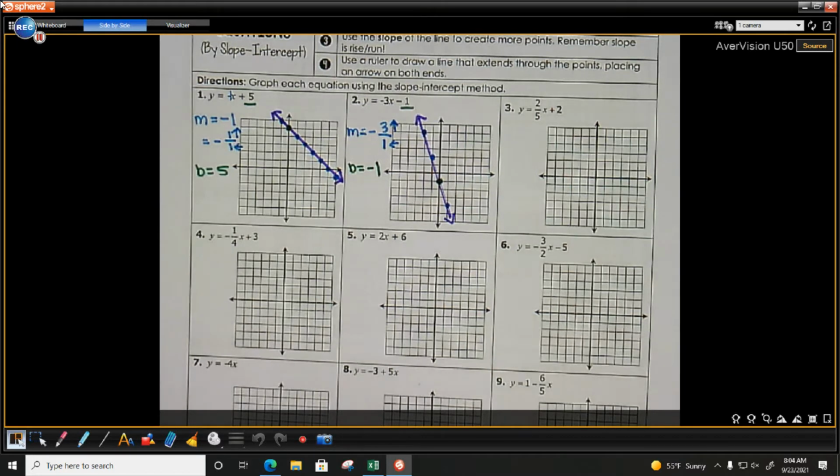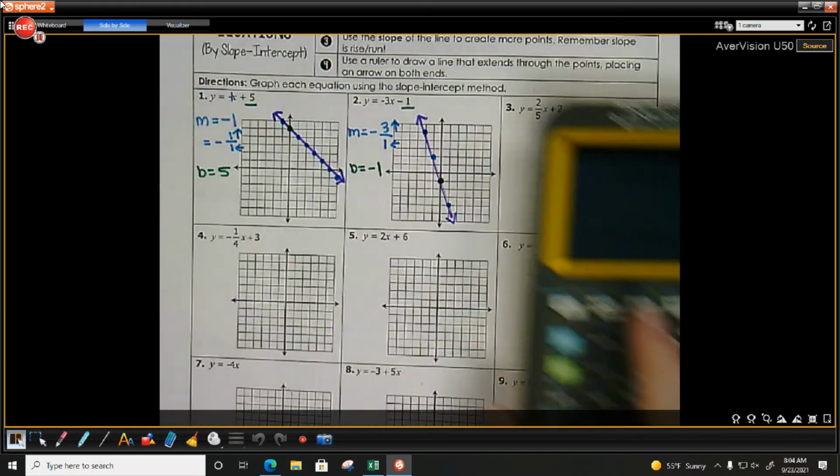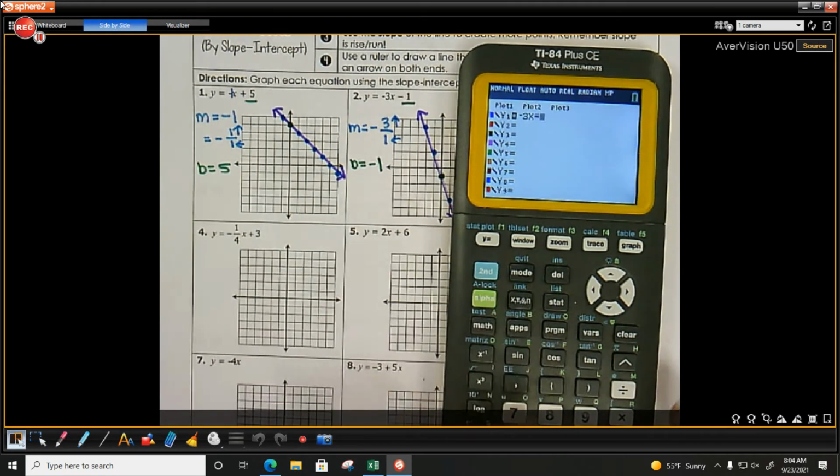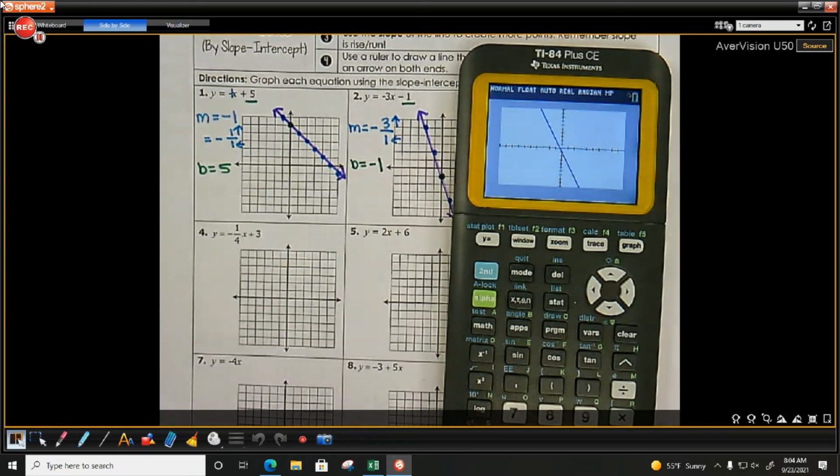Okay, then what should we do? Check it on our calculator. Go to y equals and type in negative 3x minus 1. Negative 3x minus 1. Get in the habit of always checking yourself, guys. Graph it. And do those look the same? Yes, because we graphed it correctly.